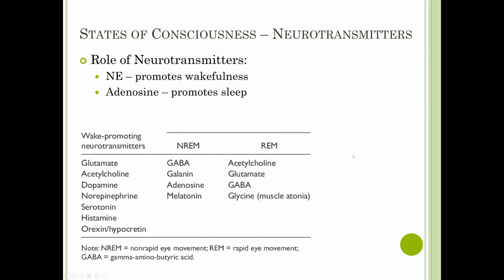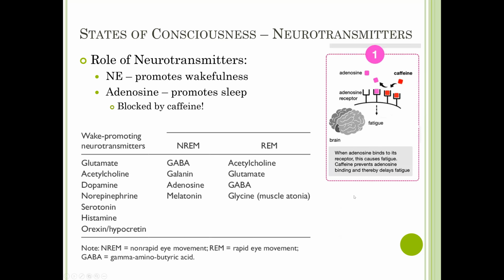I do want to point out adenosine. Adenosine is a neurotransmitter that promotes sleep. And why does this matter to you? Because you have probably heard of a little thing called caffeine, and caffeine blocks adenosine. When adenosine binds to its receptor, it makes you feel tired, and it's a sleep-promoting neurotransmitter. Caffeine blocks this receptor, and thereby it delays the fatigue and gives you more of an alert feeling.